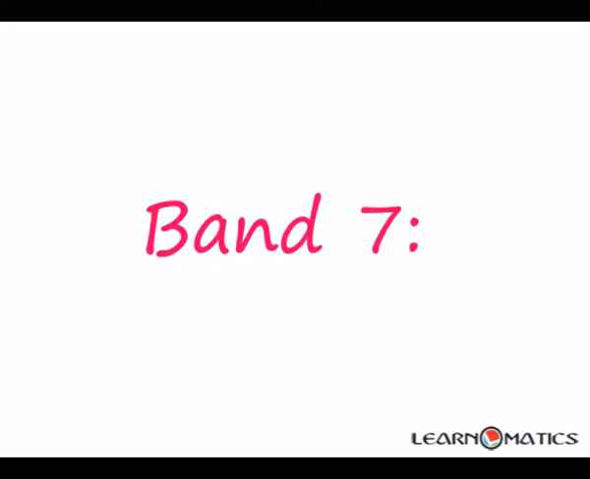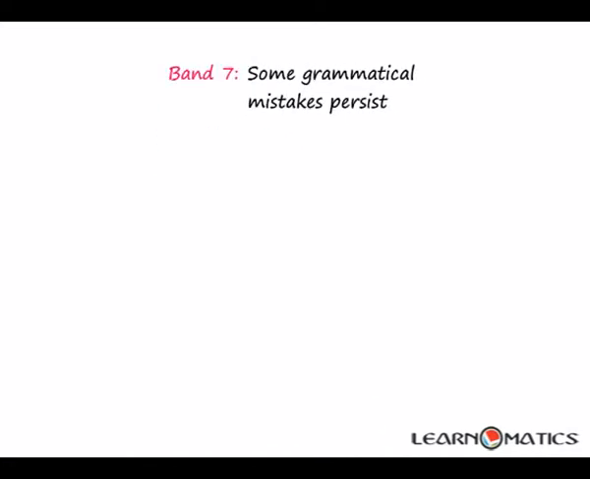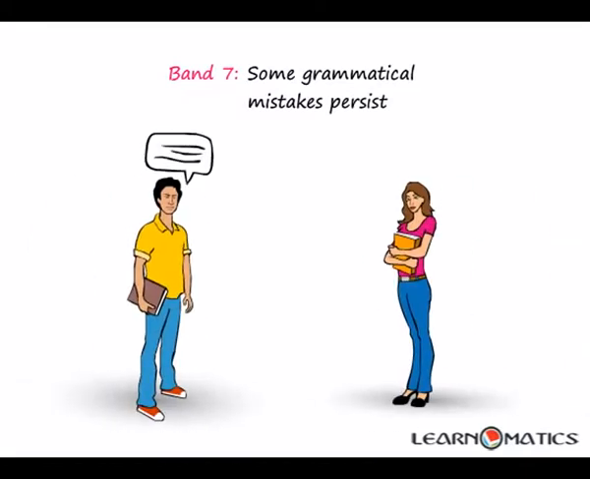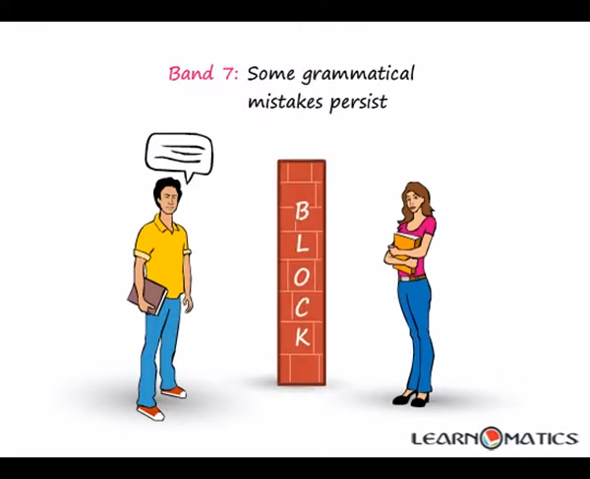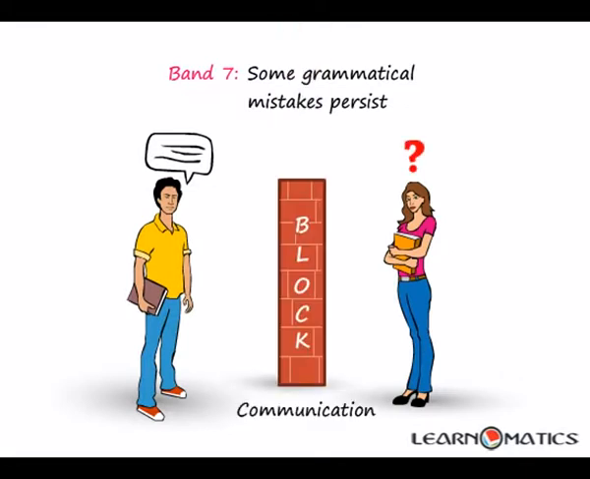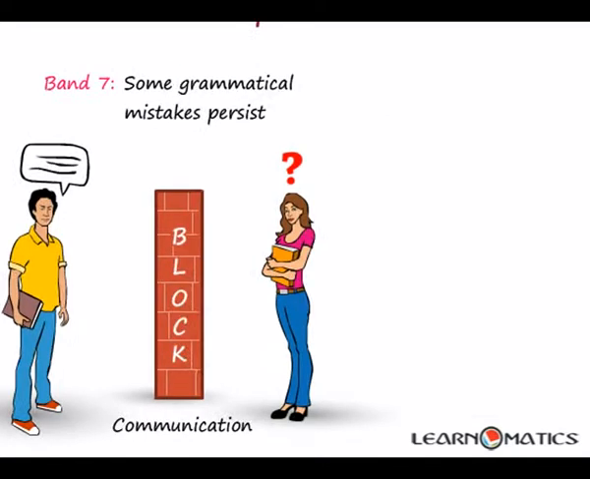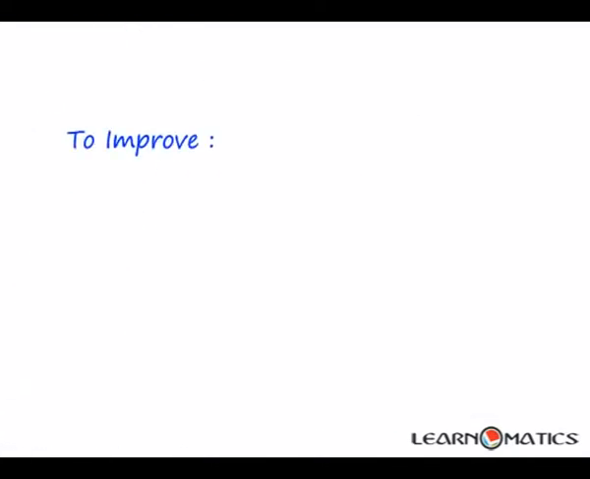The Band 7 definition on grammatical range and accuracy says, frequently produces error-free sentences, though some grammatical mistakes persist. So it's not just the number of grammatical mistakes you make, but also how seriously these mistakes can block communication and affect overall meaning. To improve your grammar, follow these guidelines.